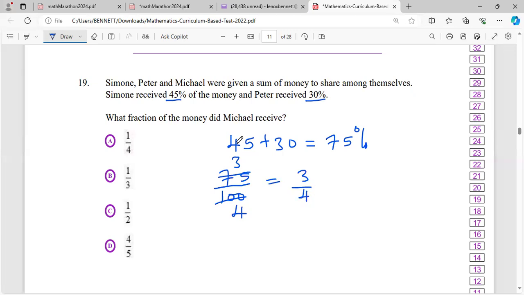So how can we find the remainder? As the remainder belongs to Michael. If these two combined got 3/4, that means the remainder would be for Michael, right? So we can look at it as a whole, and we can write 1 take away 3/4, right? Because that's what it really is. And we can rewrite this 1 as 4/4, just to have the same denominator.